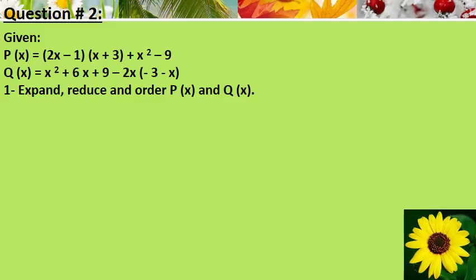Now, question number 2, we are given two algebraic expressions, p of x and q of x. The first thing we should do here is to expand, reduce, and order p of x and q of x. Okay? Who can tell me, if I have an algebraic expression, to expand or develop it, what should we do? Get rid of the parentheses. We should all know that we should get rid of parentheses. This is the expanding of an algebraic expression. Yes, Dana. Let's expand p of x.